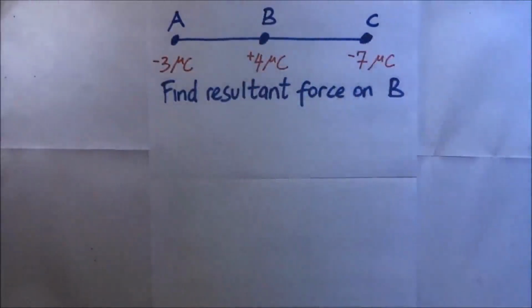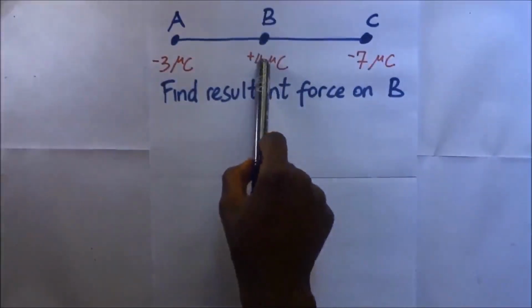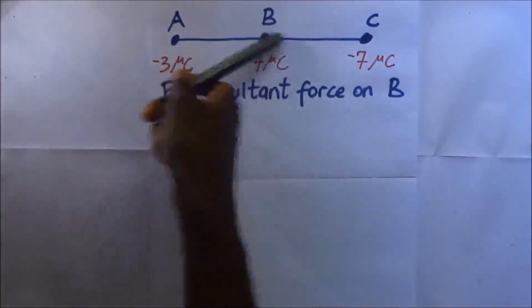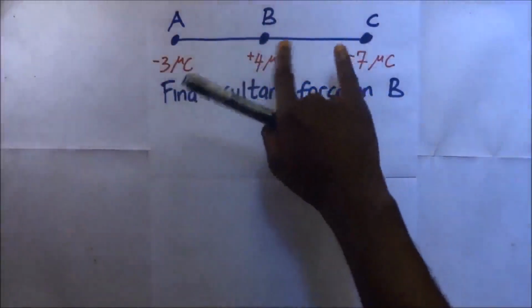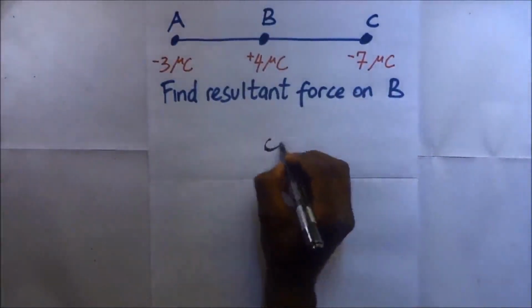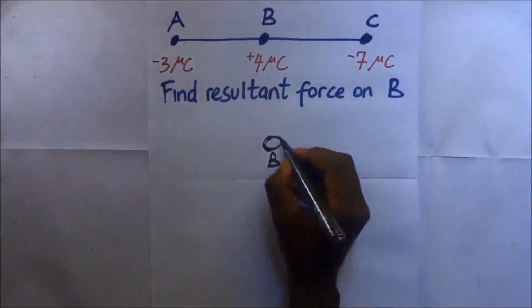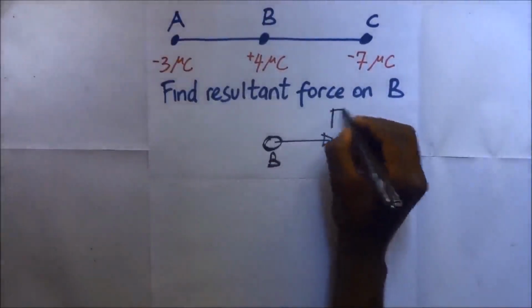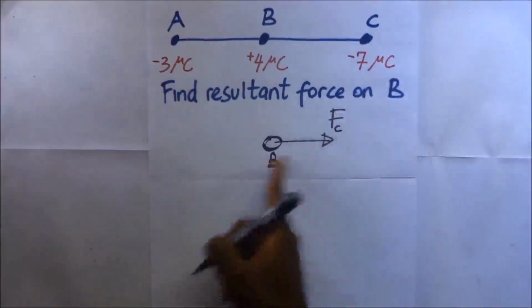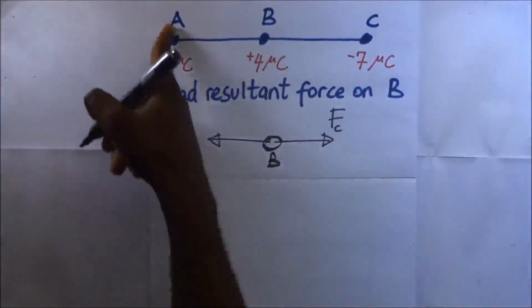Likewise, if we look at charge C, it is negatively charged and B is positively charged. It means that B is also being pulled in the direction towards C because there is a force of attraction in between. So what does that mean? If that is B, it is experiencing a force due to C in that direction, a force of attraction towards C, and it is also experiencing a force of attraction due to charge A.